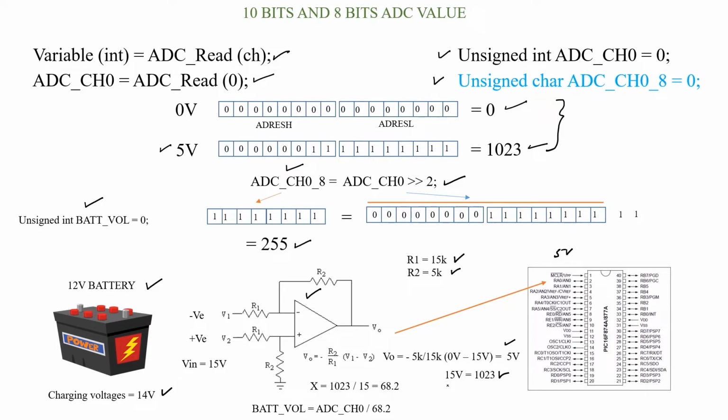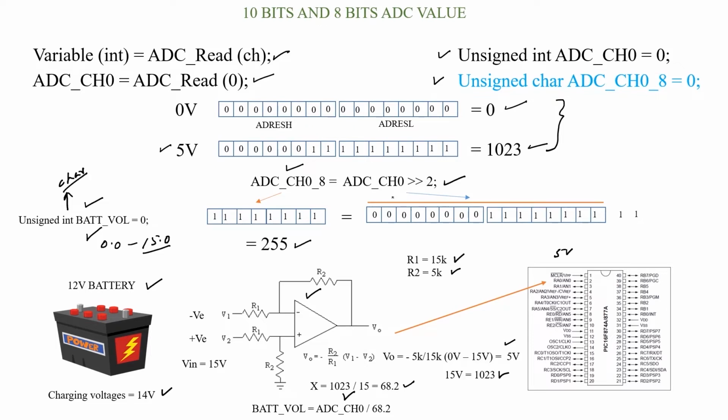So we can say that if the voltage is 15 volt, then we'll have the equivalent digital number, 1023. Now how to convert this number, 1023, into 15 volt? We'll use a formula. We'll divide 1023 by 15, so we'll get 68.2. Now we can move the value of ADC channel 0, after dividing it by 68.2, to the battery voltage variable. We can display the result of battery voltage as 0.0 to 15.0, which requires only 3 digits, and we can define the variable as character instead of integer.